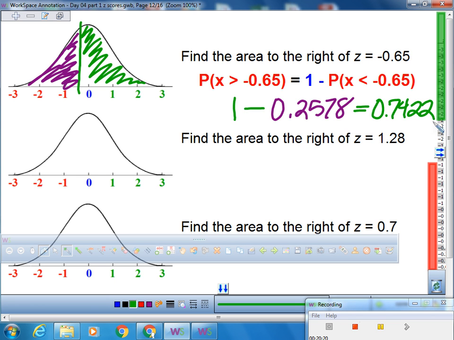Well, that's what they're asking. You either need to leave it like that, 4 decimal places, but if you want to turn it into a percent, it would be 74.22%. You could write it like that too. Yes?